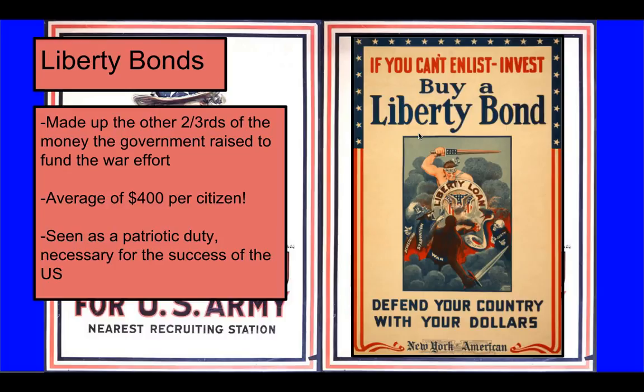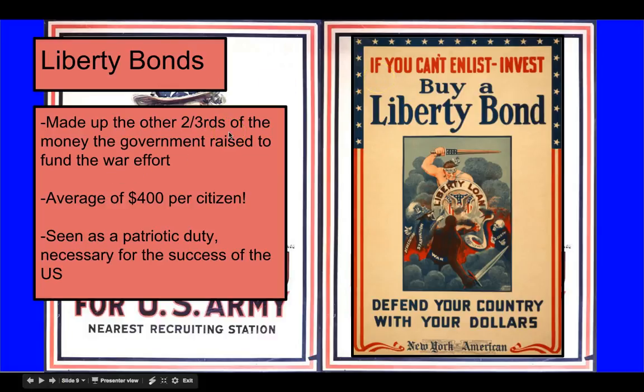So say it's a $10 bond and it's good for 10 years. The government says, well, in 10 years, we will give you $20 back. So it's basically a short-term loan that you, the citizen, are giving to the government with the guarantee that it's going to be paid back. The U.S. government says, we will absolutely give you your money back if you purchase these bonds for us. It's just a huge fundraising effort for the United States government, and it was wildly successful.